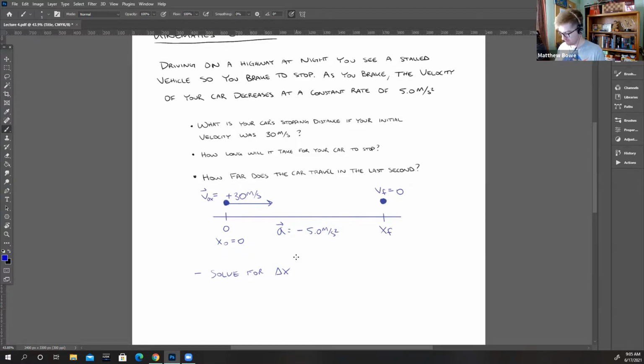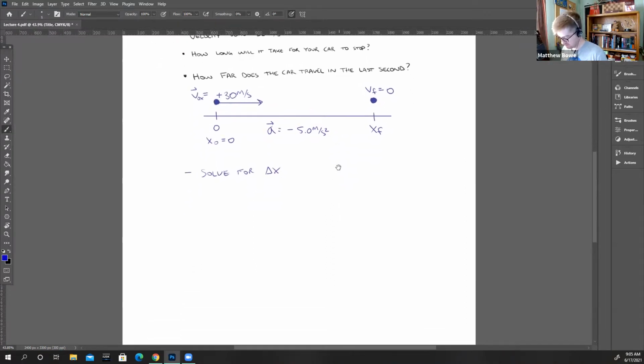One of them needs a lot more terms. We don't know the time yet, so we could get rid of that second kinematic equation. We don't really know the time, and we don't have all of the pieces for that equation. So what we're going to use is this one that happens to be the most useful for us.